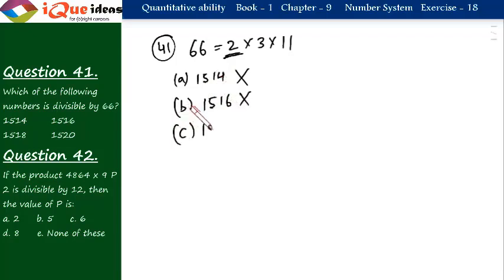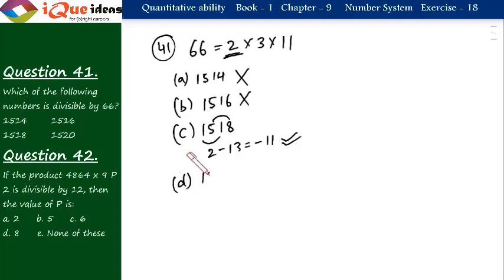Then option C is 1518. It is an even number, so divisible by 2. It is 1518, so divisible by 3. And now check for 11. So 1 plus 1 is 2. 5 plus 8 is 13. 2 minus 13 is minus 11, which is divisible by 11. So option C is divisible by all of 2, 3 and 11. Hence it is divisible by 66. So the answer is option C.